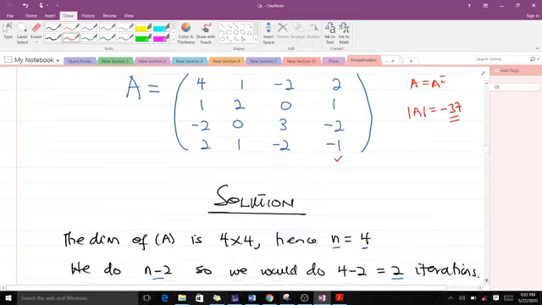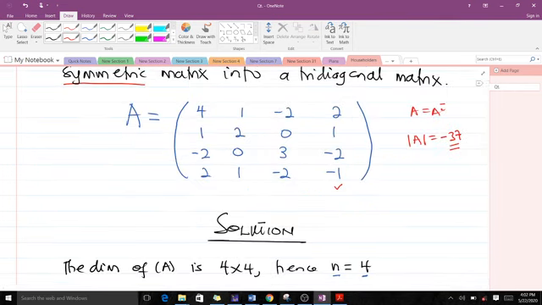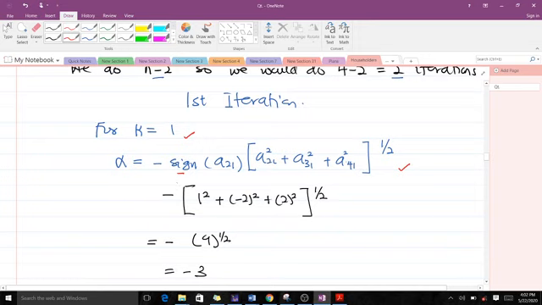So you can see that here. When k is equal to 1, that's for the first iteration. We have our alpha given by this, and our a21, a31, and a41 are from the question. The minus the sign of a21 here means that we look at a21 in our matrix. This is our a21 and this is our a21 too, because the matrix is symmetric. Realize that the sign attached to it is positive. So that means you are going to have minus here times positive, which will still give you negative.